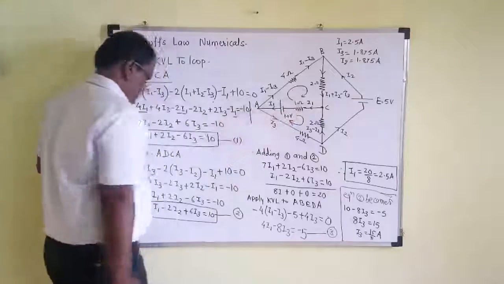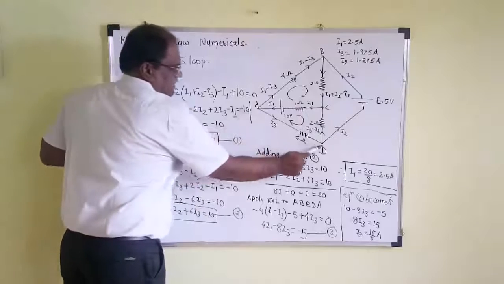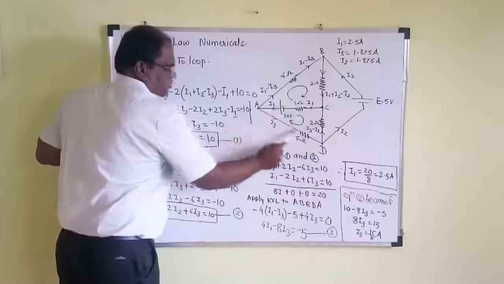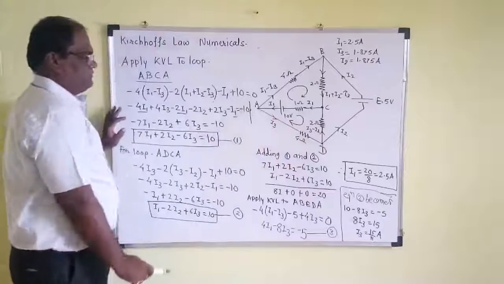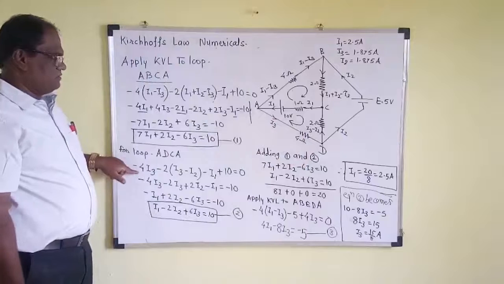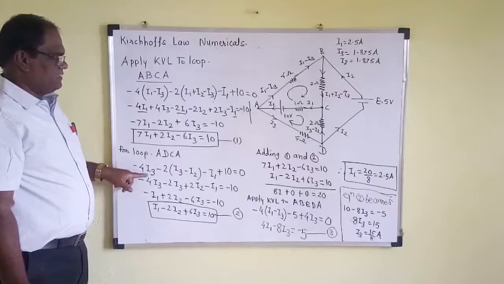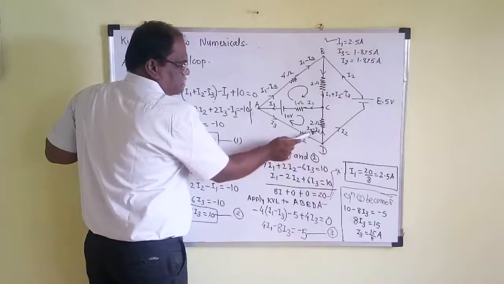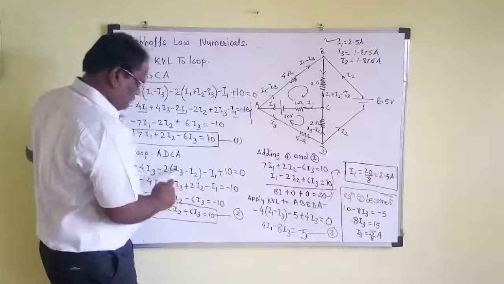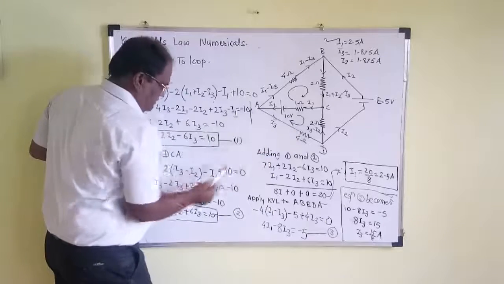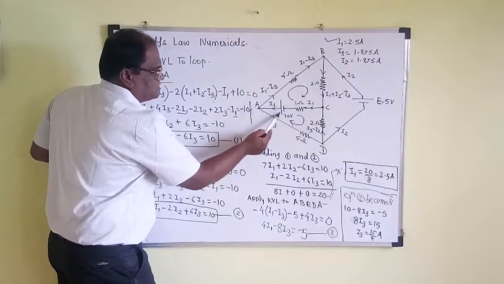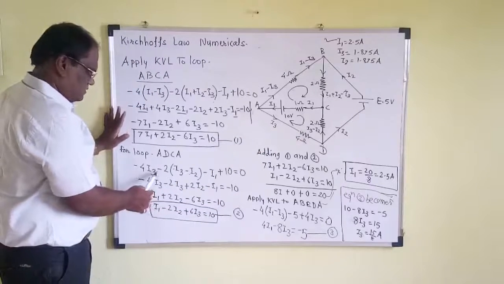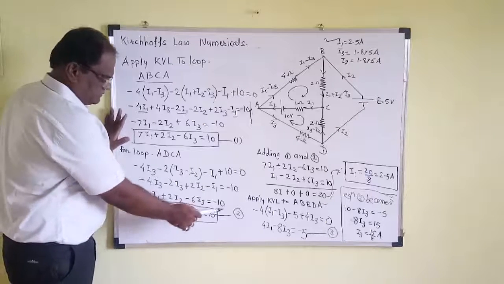Choose another loop, A, B, C, A. Apply Kirchhoff's law for this loop. Check whether it is correct or wrong. Minus 4I3, minus 2I3 minus I2, minus I1 plus 10 is equal to 0. Solve further, you will get this equation.